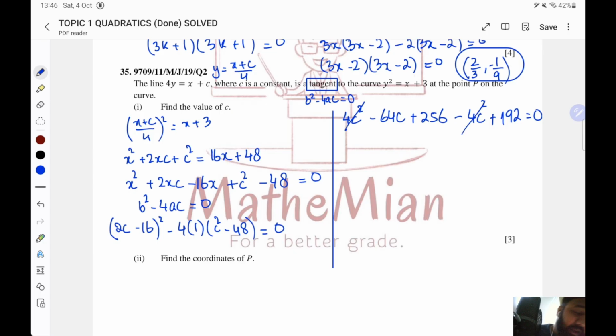4c square and 4c square cancel out. So 256 plus 192 is 448. So minus 64c equals minus 448. Negative and negative cancel. So divided by 64, the value for c will be 7. Yeah, if there is any query you can ask in the comment section. Let's move to the next part.